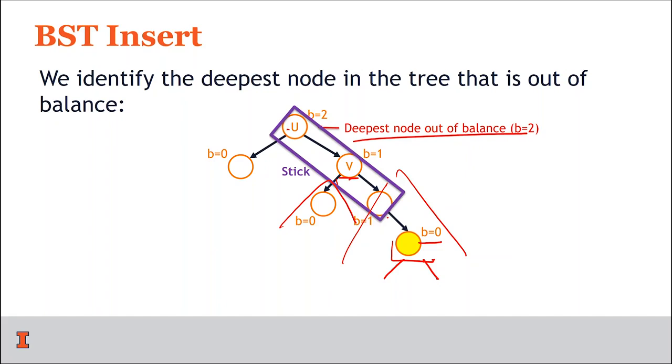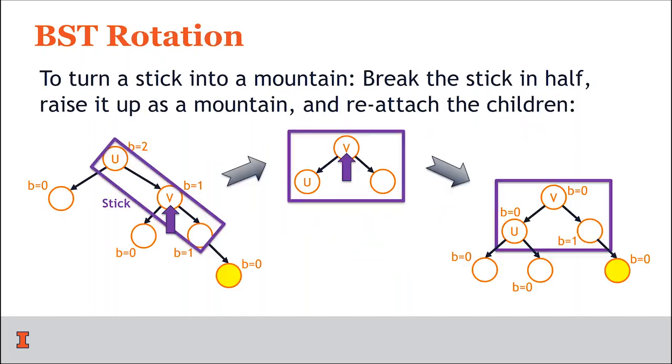Once we've identified the deepest point in the tree, we're going to identify the stick that causes the node to be out of balance. Here we've done just that. Notice the stick running from U, V, and an unlabeled node. These are 3 nodes that make a stick that is the reason this tree is out of balance. Let's try and transform this into a mountain. To do that, I'm going to pick up the middle node in the stick, right here, this V, and raise it up. By pushing this whole node up, we see that this node is going to become a mountain.